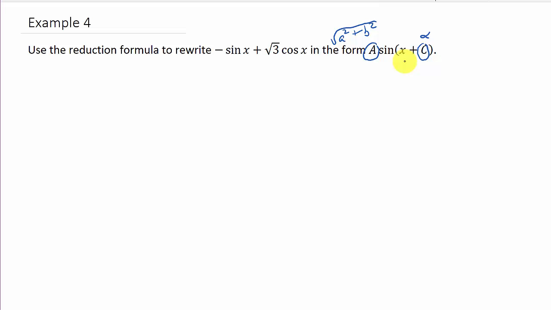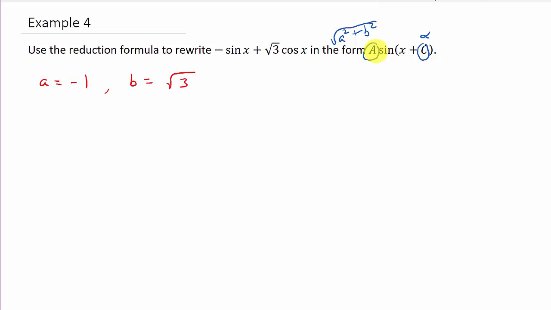Okay, the important thing is to be able to find all that stuff. All right, so let's go ahead and convert this into this form. So the first thing we need to know is what little a and little b are. So I can see that a is equal to, that's the coefficient of sine, so that's -1. B, that's the coefficient of cosine, that's square root of 3.